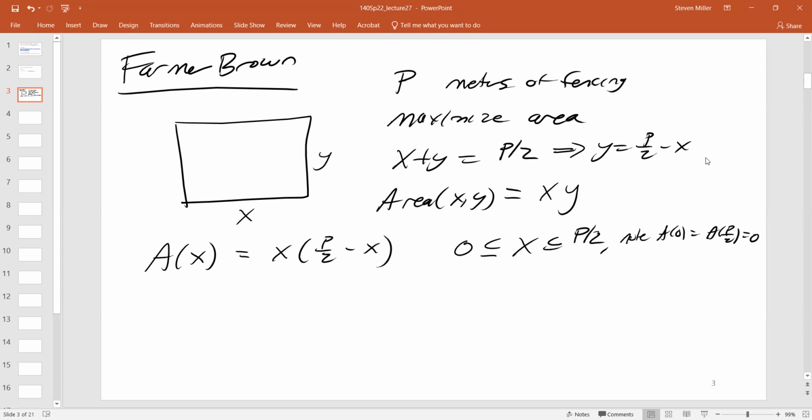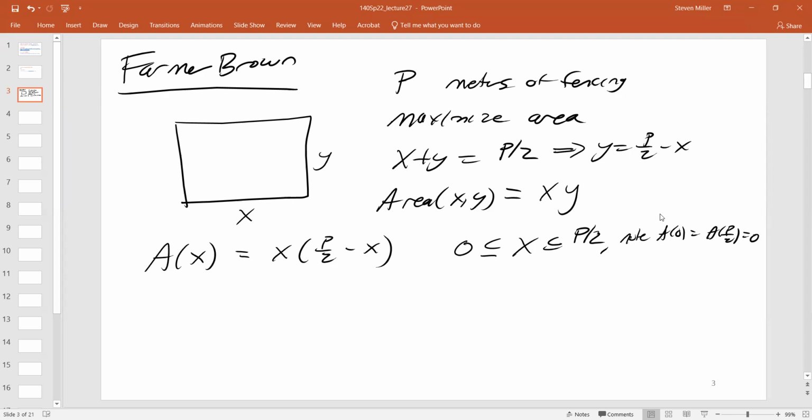How would you calculate A prime? How would you find the derivative of this function? You have a function, how do I differentiate it? What would you do? It's not the power rule. You could use the product rule, but there's something better than the product rule.